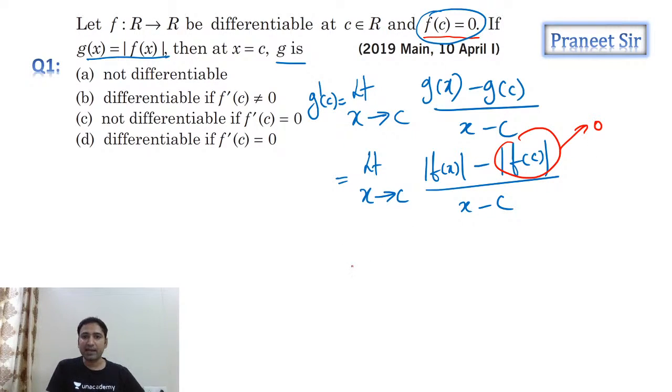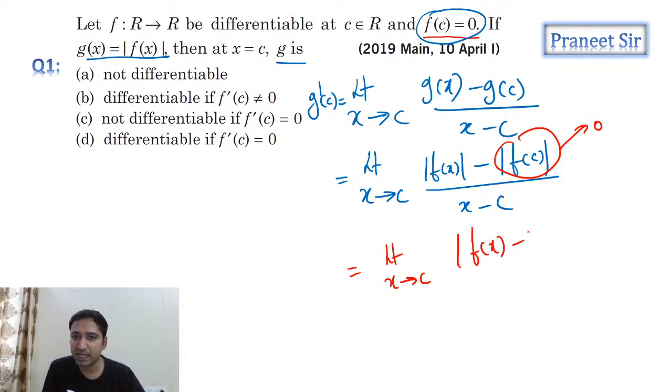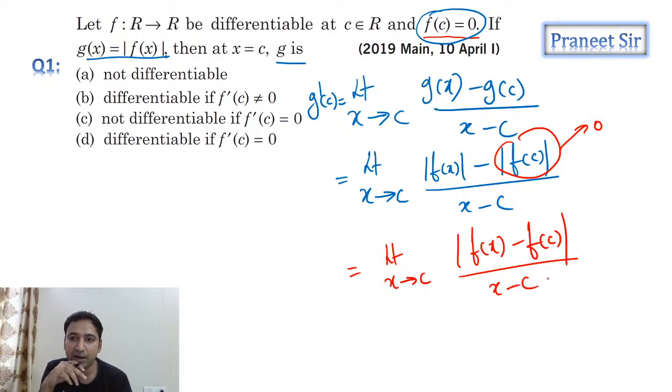Correct now? So we can say that this particular part is 0. Clear? So can I write it as limit x tending to c of mod f of x minus f of c? Why? Because anyway f of c is 0, so whether I put it here or here, it will be the same. So can I write it like this, guys? Mod f of x minus f of c by x minus c.